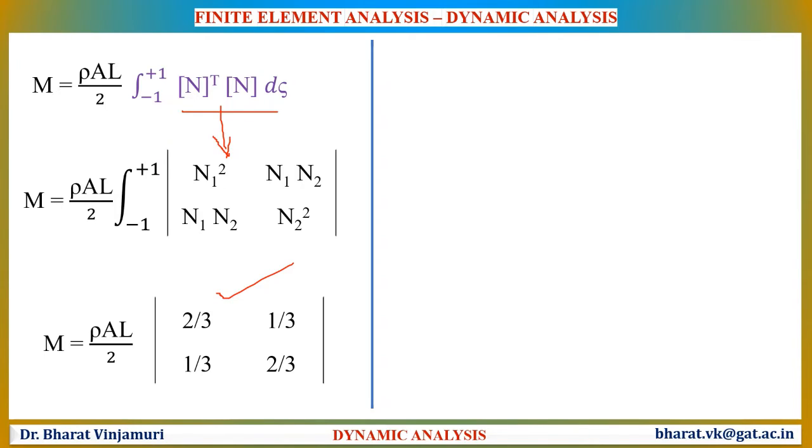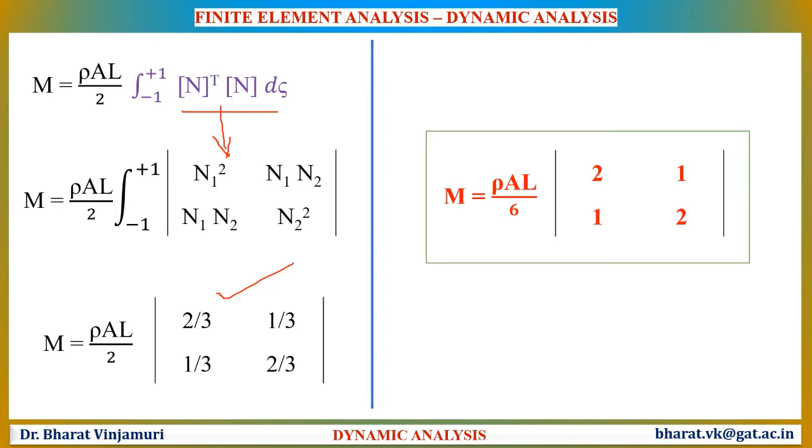Now taking the value of 3 out common, the consistent mass matrix is given by the equation m is equal to rho L by 6 multiplied by the matrix 2, 1, 1 and 2. This is the equation for the consistent mass matrix for a bar element.